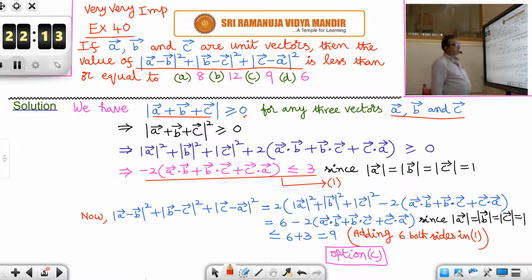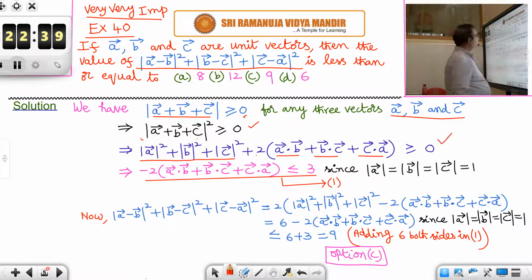Now squaring both sides. Mod of A bar plus B bar plus C bar whole square is greater than or equal to 0. Now what is the formula for mod of A bar plus B bar plus C bar whole square? Mod A whole square plus mod B whole square plus mod C whole square plus 2 times, in the bracket you have to write A bar dot B bar plus B bar dot C bar plus C bar dot A bar. This is greater than or equal to 0. But in the problem it is given that A bar, B bar, C bar are unit vectors. So this quantity becomes mod A bar square plus mod B bar square plus mod C bar square, that becomes 1 plus 1 plus 1, 3.